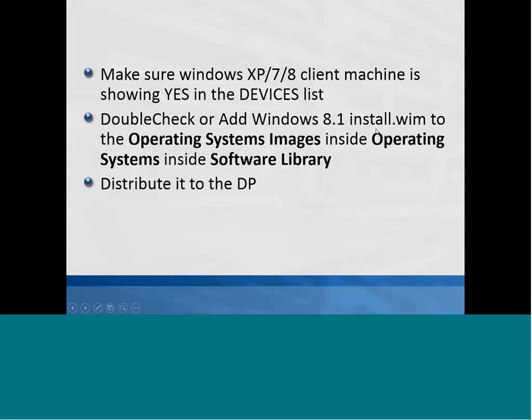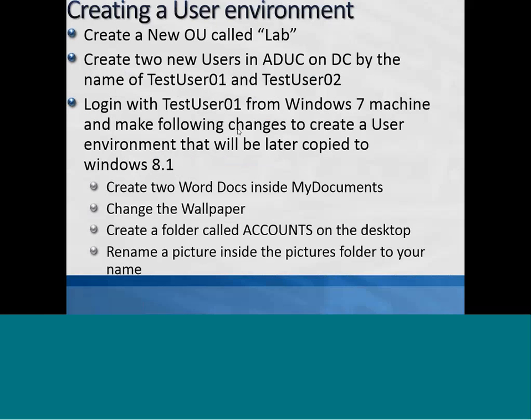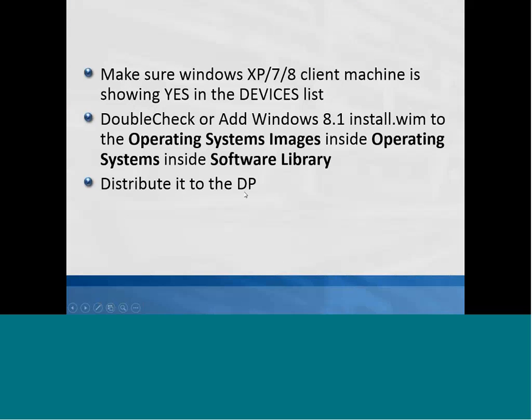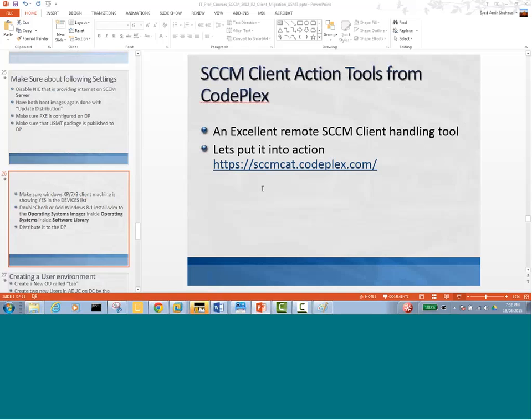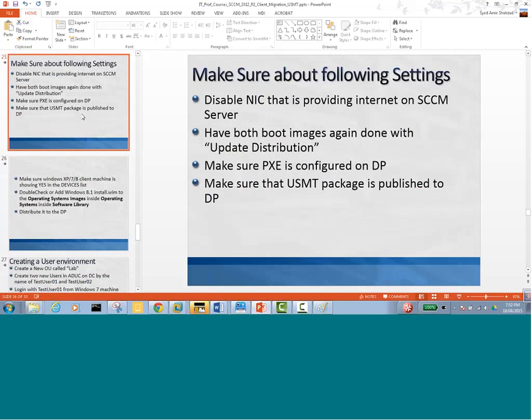We added the Windows 8.1 install.wim to operating system images, and we distributed it to the DP. We didn't deploy it till now, and we're not going to. It's going to be upgraded. So in my case, Windows 7 needs to be communicating with my SCCM, which is going on right now. Okay, one more thing, guys. In your Windows 7, check... let me just add that here live.